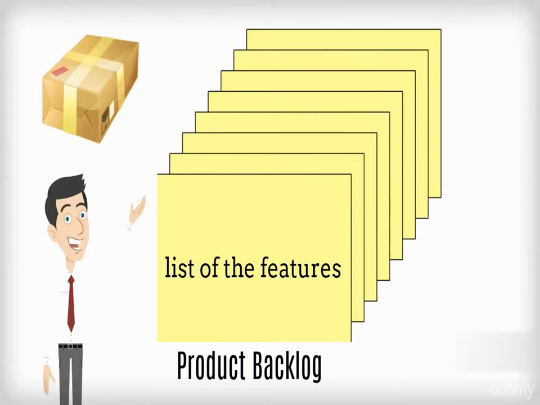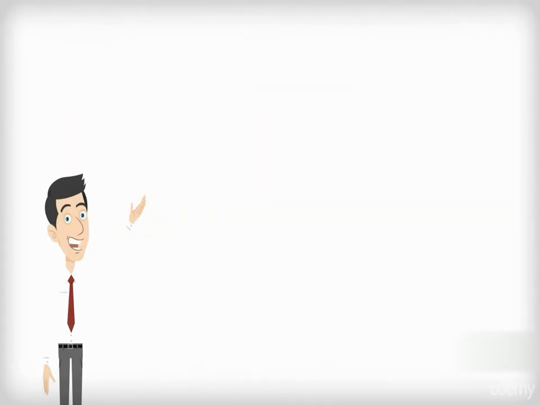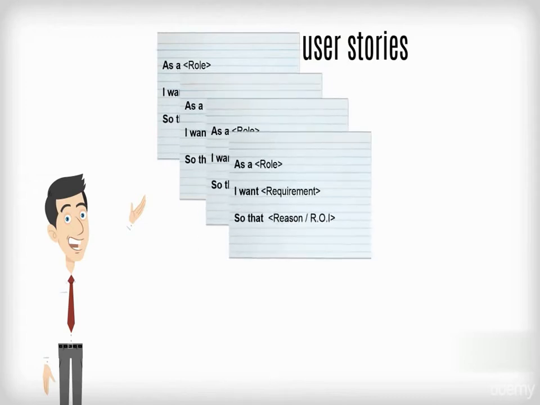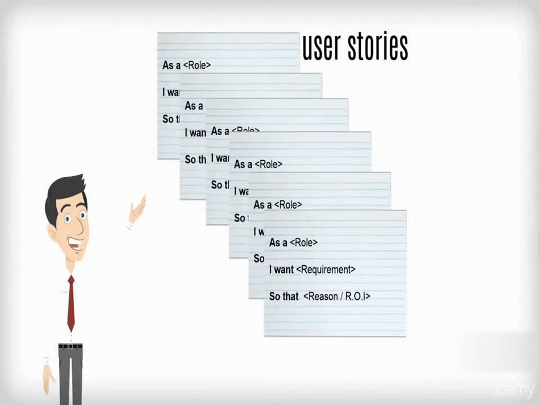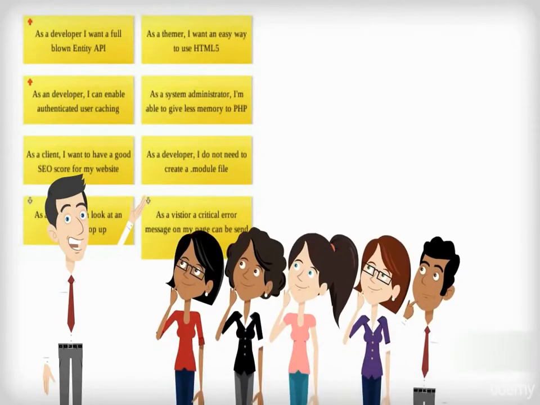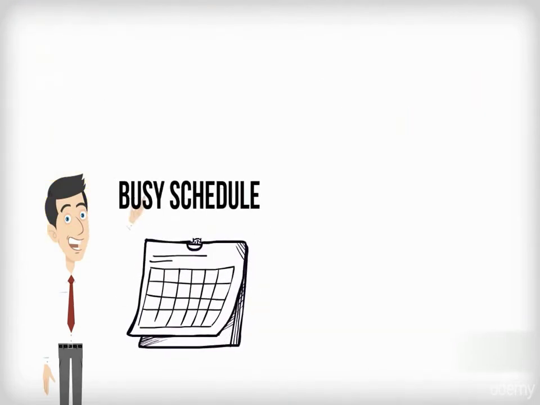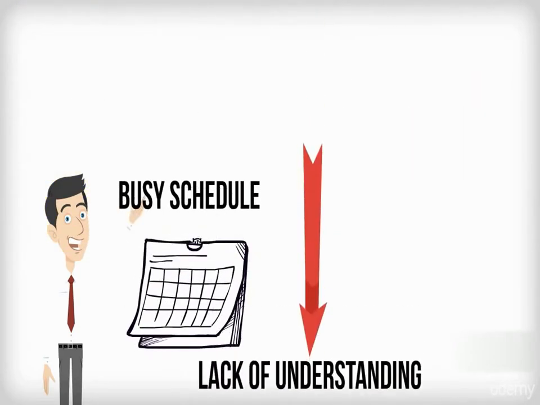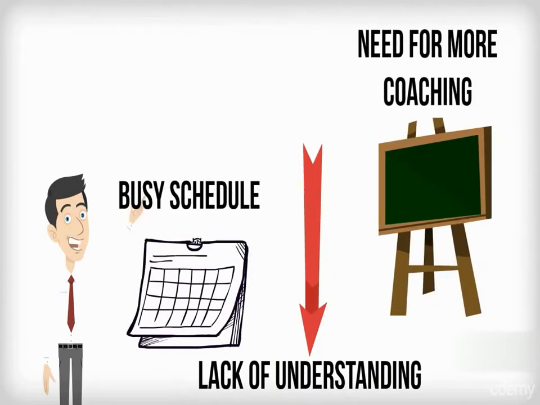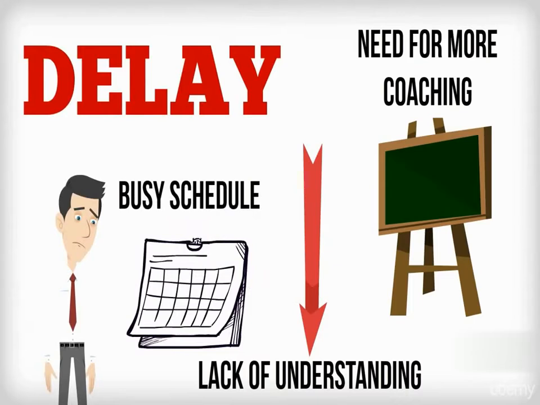This, of course, is based on the business's requirement. Ideally, the product owner will build a list compiled of user stories, explained later in this class. This list should be finished and presented to the team, ready for estimation. This is not always done as urgently as needed. Usually, either a product owner's busy schedule, lack of understanding, need for more coaching, or a mixture of all cases can delay the timely delivery of a product backlog.